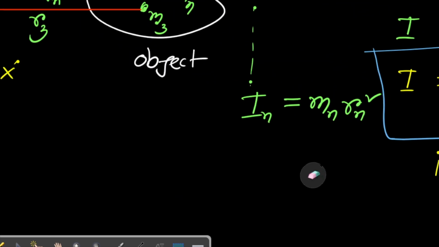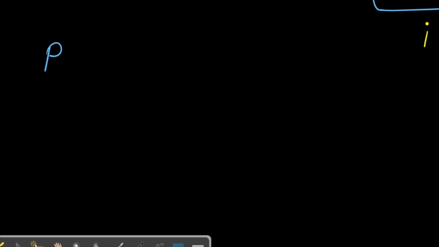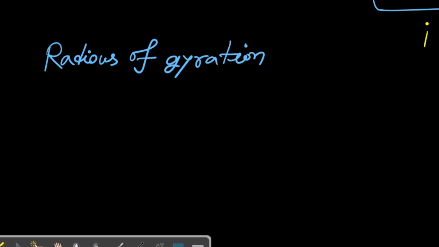Now we discuss another topic. The name of this topic is radius of gyration. My dear students, this is also very important. What is radius of gyration? Radius of gyration is also a special perpendicular distance between the rotational axis and the mass that is concentrated at the center of gravity of an object.